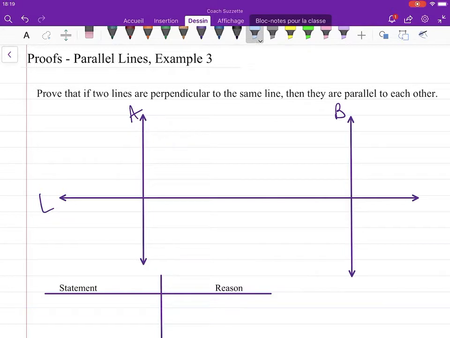So we are given, prove that if two lines are perpendicular to the same line, then they are parallel to each other. Okay, so we have three lines, A, B, and C. A is perpendicular to L, B is perpendicular to L, and we need to show A and B are parallel. Okay, so first let's mark up our diagram to reflect what we were given.